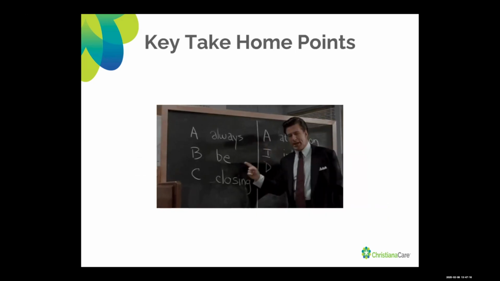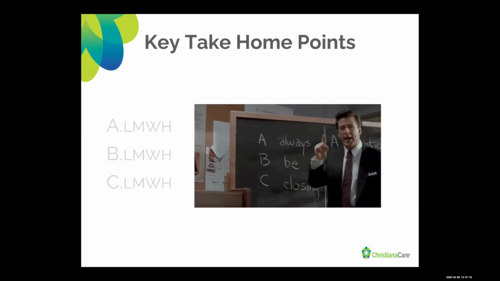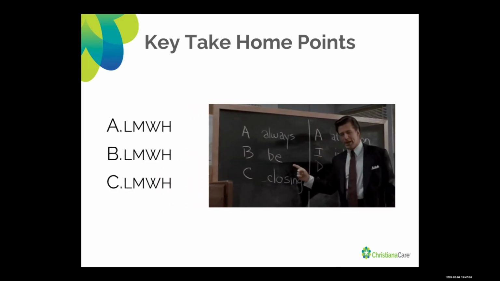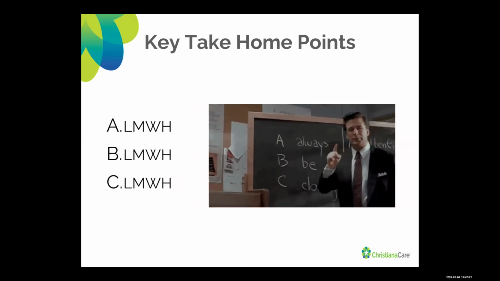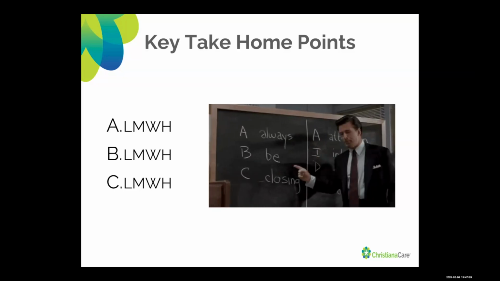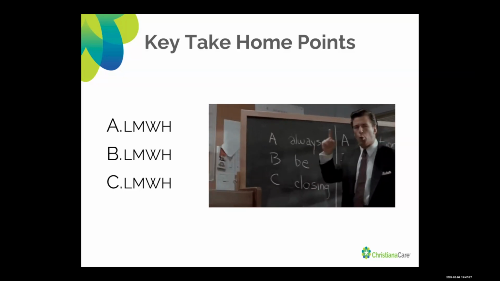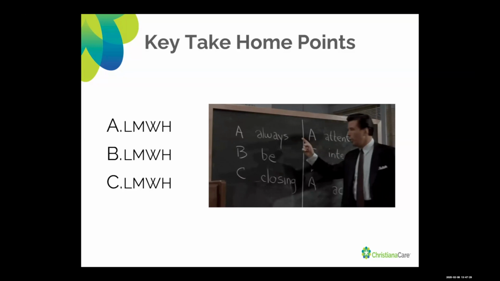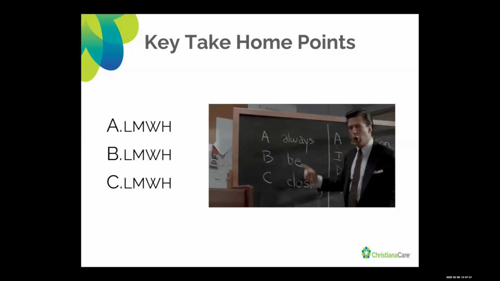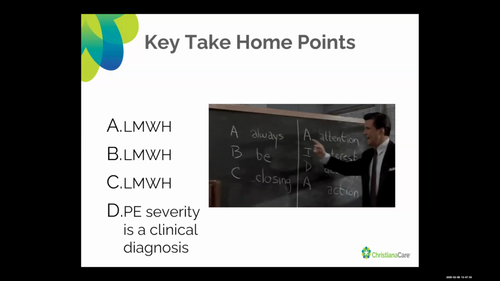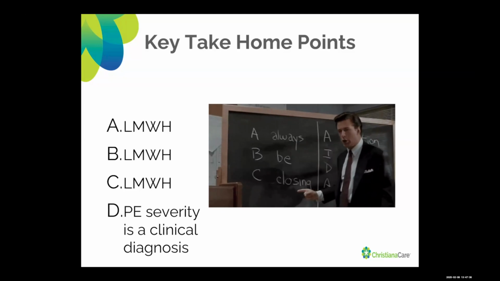Just to kind of take everything home. If you remember anything from this lecture, is A, B, and C is enoxaparin, enoxaparin, enoxaparin. Everything else is secondary. Get the patient on anticoagulation and have it be low molecular weight heparin if possible. And the last thing, PE severity is a clinical diagnosis.